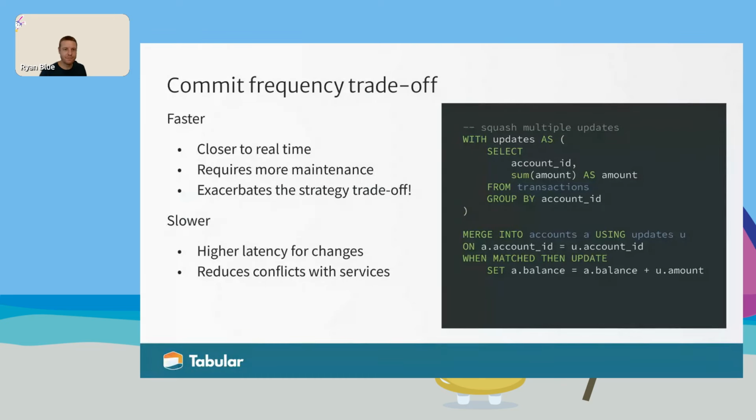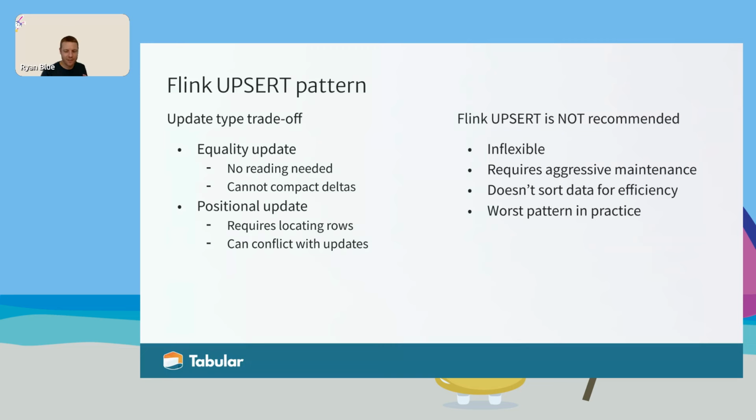The second to last pattern I want to just briefly mention, because I don't think we have a ton of time today, is the Flink UPSERT pattern. So some people contributed this to Iceberg's Flink writer. I do not recommend using this. One of the things that Iceberg allows you to do, think about the trade-off that we just covered between lazy and eager updates. You're essentially pushing work earlier or later. You're deferring work to the reader or you're doing it now.